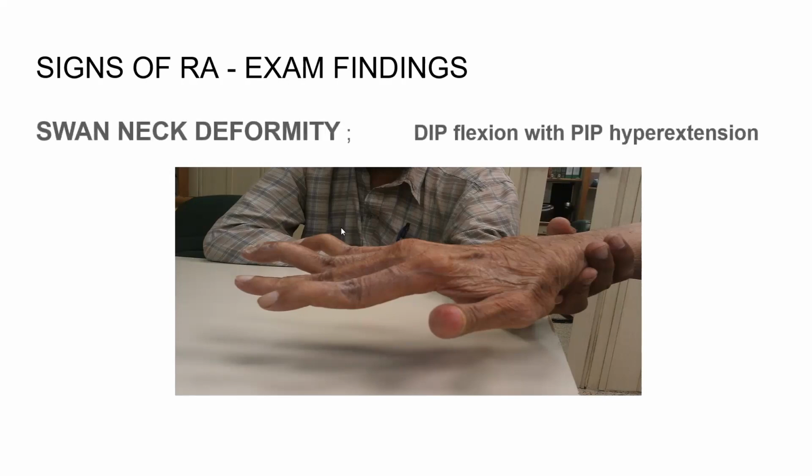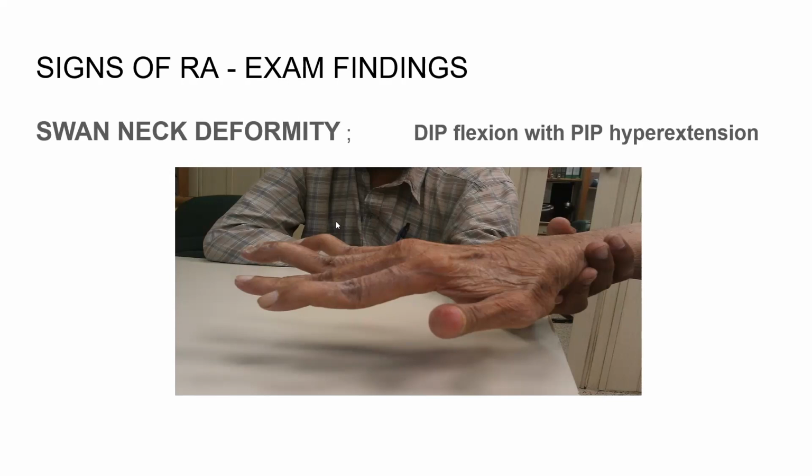Okay, this is what we call swan neck deformity. It's another important sign of rheumatoid arthritis. If you look at the fingers, especially this finger that's quite prominent here, you can see the swan neck deformity here. All right.